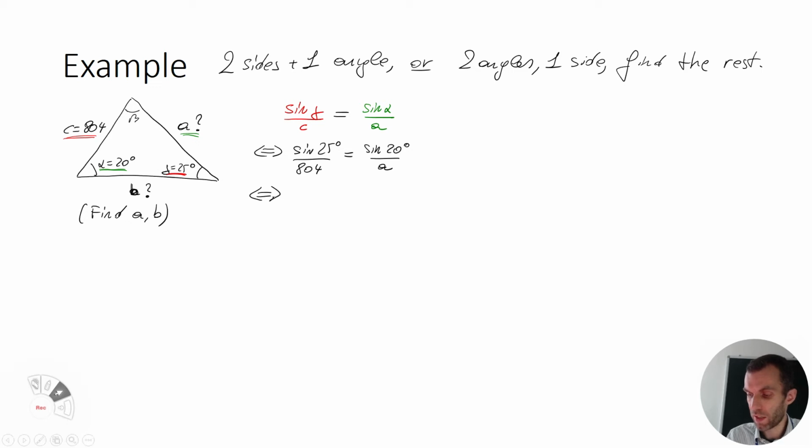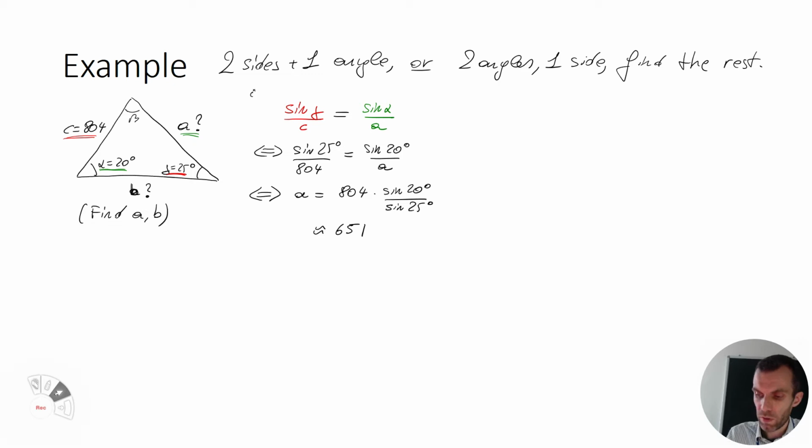If I simplify that a little bit, I get that A is equal to 804 times sine 20 degrees divided by sine 25 degrees. These are, of course, values that are not in your table, so you can't look them up. But if you use a calculator or some piece of software, you'll find that A is approximately 651. So that gives us our first answer. Now let's try to find B.